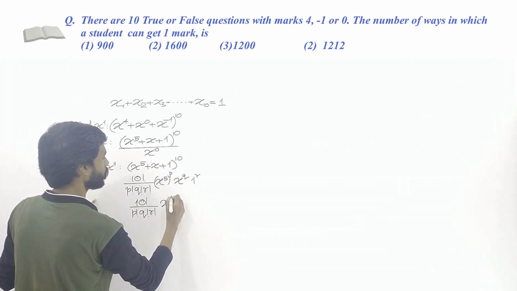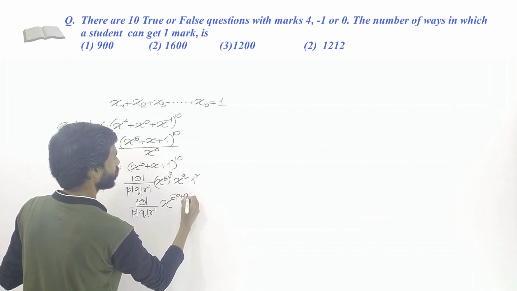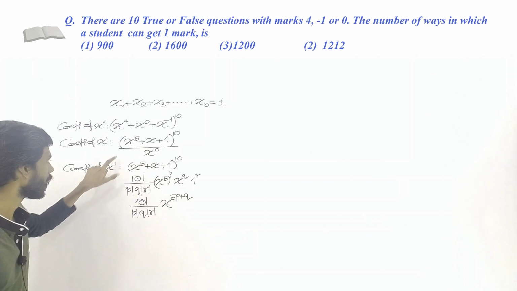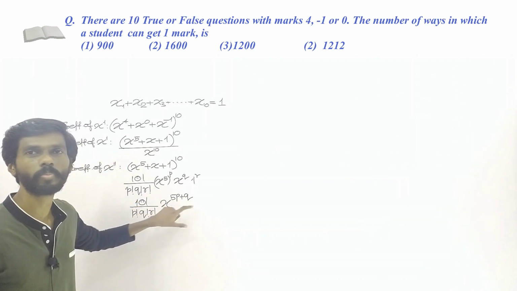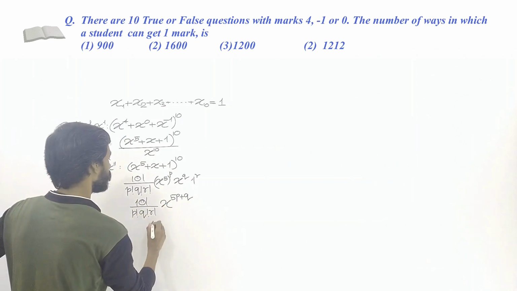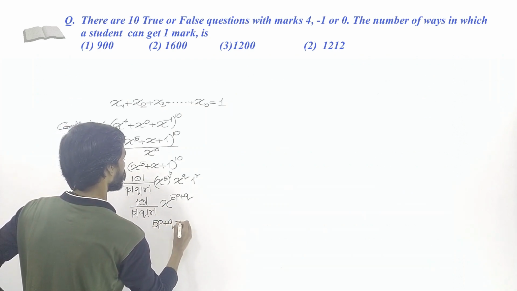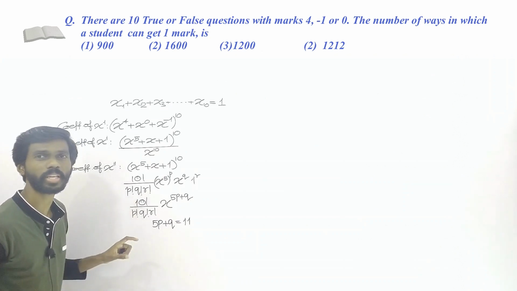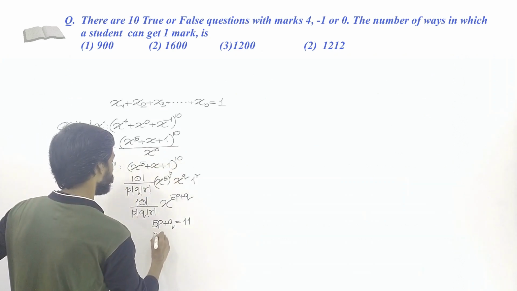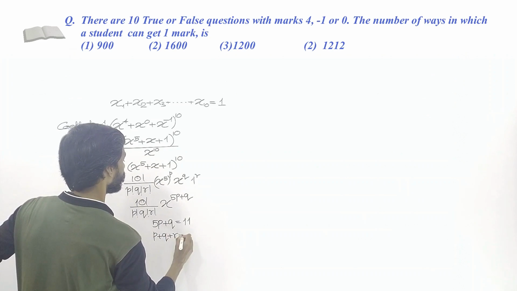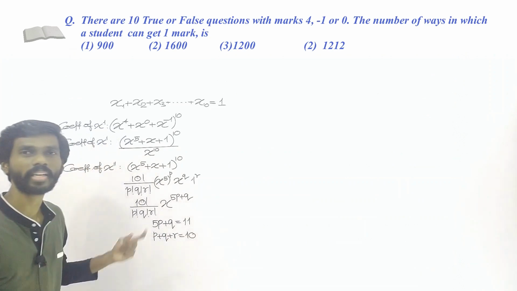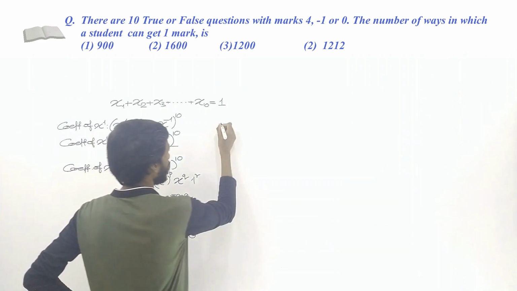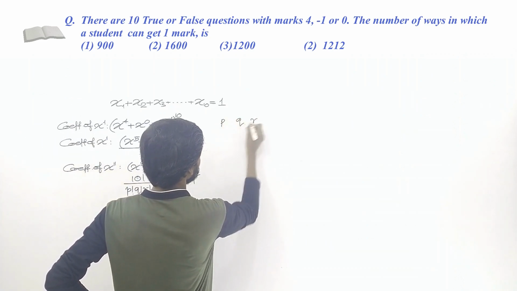So if you simplify, we'll get 10 factorial divided by p factorial, q factorial, r factorial, and x to the power 5p plus q. So this is the power of x here, 5p plus q, but we want x to the power 11, which means 5p plus q must be equal to 11. And already there is a condition, p plus q plus r must be equal to the total value 10. So now we'll have to find the number of possible combinations of values of p, q and r. So let us write all possible values of p, q and r.